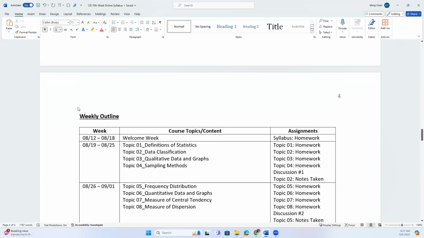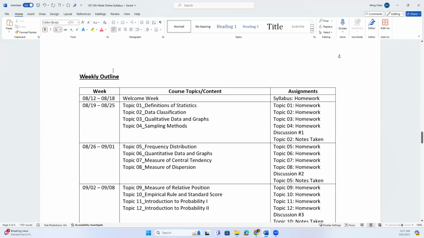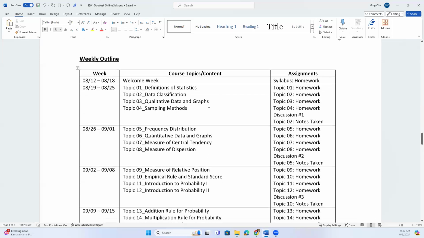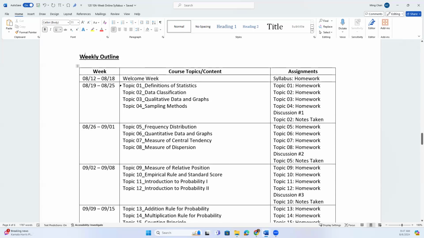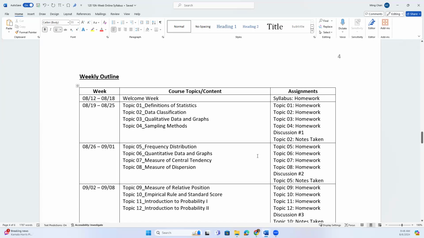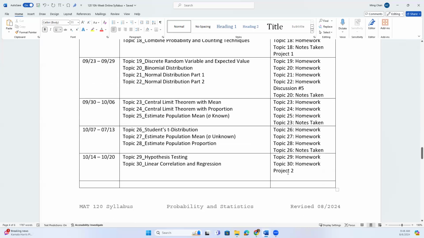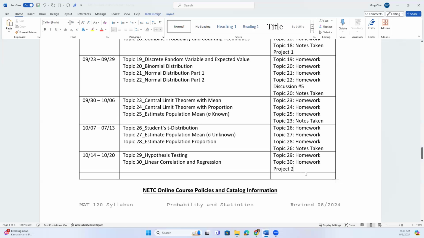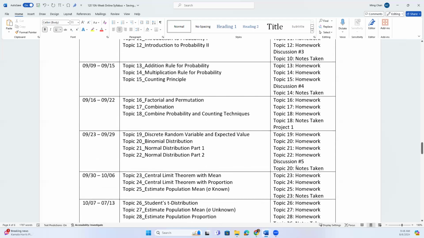What I show you on the table of contents is very similar to our weekly outline. The topic that is covered is here in the middle, and the assignments are over here, written on the right. So this class will end on October 20th. This is only a 10-week course, so the class will end fairly quickly.